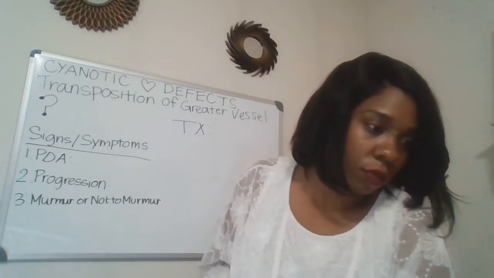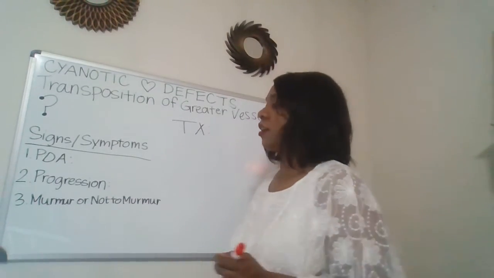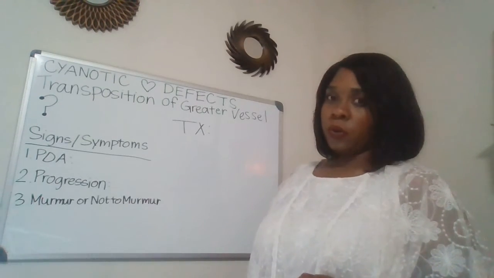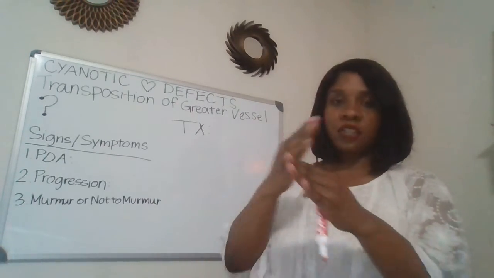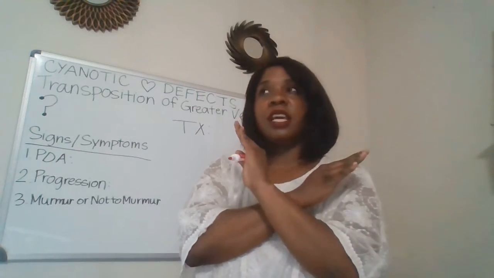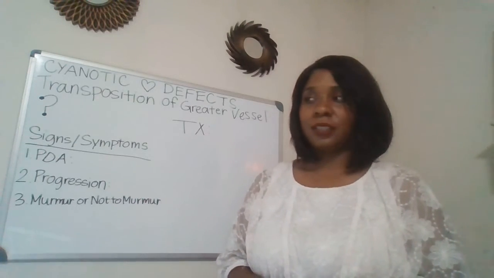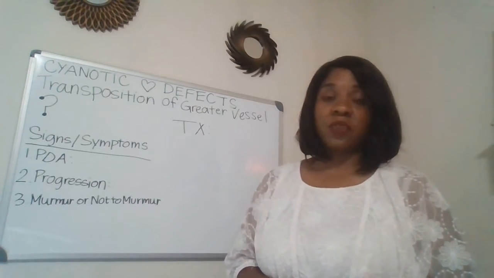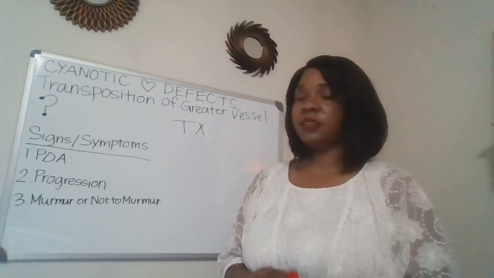So, the signs and symptoms. The PDA is open, and if the PDA closes, you have a lot of problems, because this PDA is great: it's allowing deoxygenated blood and oxygenated blood to cross. Because these things are switched, if it were to close, you would have deoxygenated blood that serves no purpose for your tissues going to your tissues, and your body getting rid of perfectly healthy blood. Everything is just messed up.